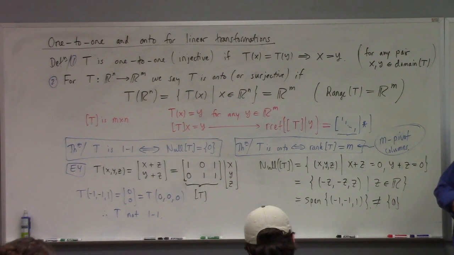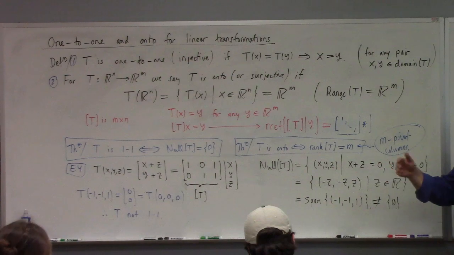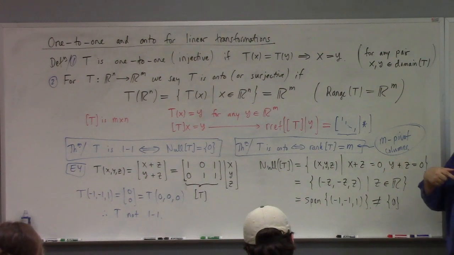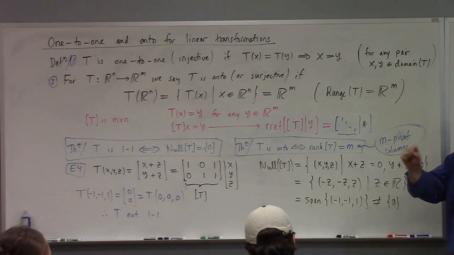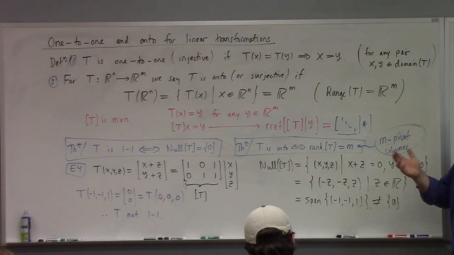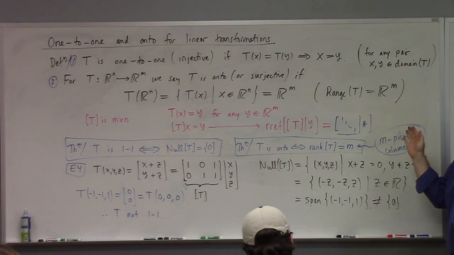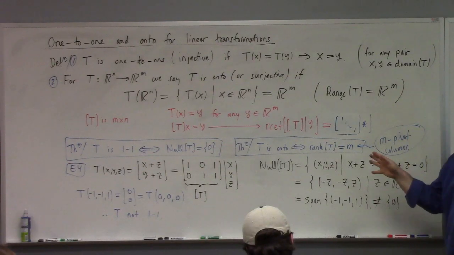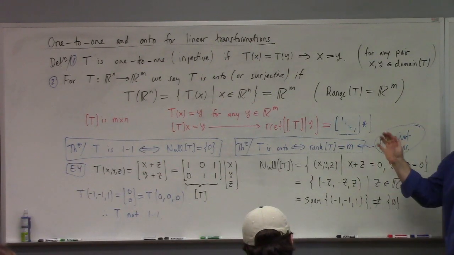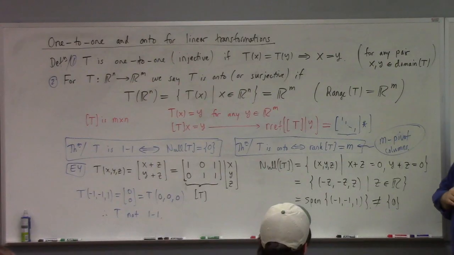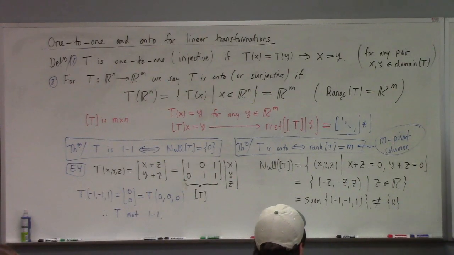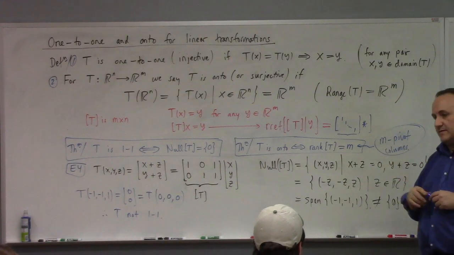But you guys remember the rank-nullity theorem? The dimension of the null space plus the dimension of the column space has to be equal to the number of columns. So in the case that you are looking at a linear transformation from Rn to Rn, it's automatically onto if it's one-to-one and vice versa, as it happens. So it gets a little bit simpler when we're looking at mappings from Rn to Rn.